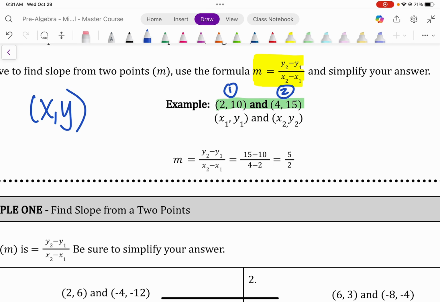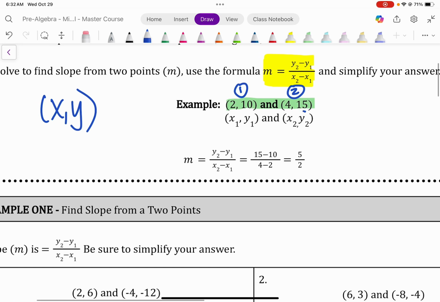So we're going to take the y value from the second coordinate, 15, and it's going to go first. 15 minus the y value of the first coordinate, 10. And then 15 minus 10 is 5. And the x value from the second coordinate is 4, minus the x value from the first, 2. And we're going to get a slope of 5 over 2.